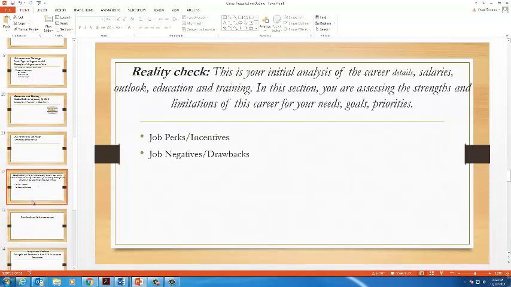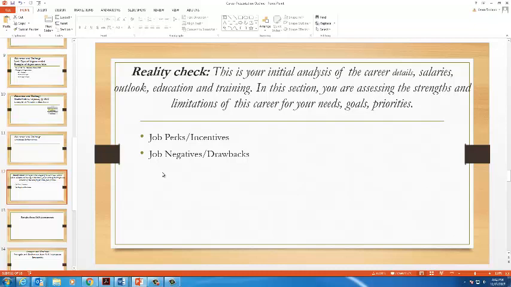As I said in my prior video, after you go through the education and training, the next section is the reality check. For the reality check, you can go back to M4A2 and start listing the pros and the cons, what you're seeing as the perks and the incentives versus the negatives and the drawbacks. This is your initial analysis.